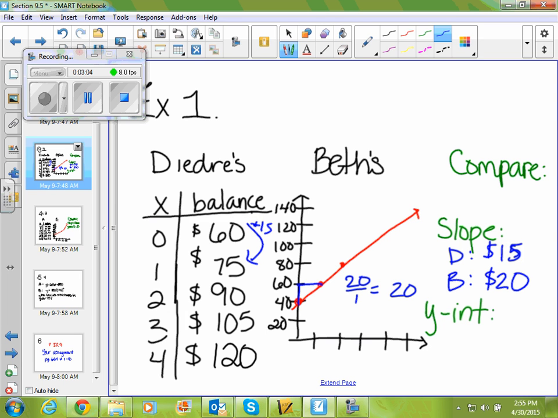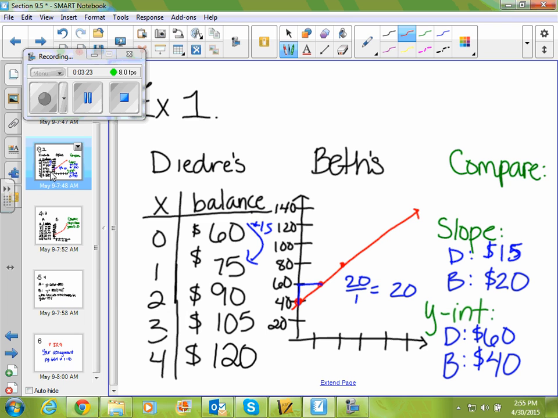Your y-intercept is where they start. Where does Deidre's account balance start? She starts at $60, right? She starts out having $60. Okay, what about Beth? Where does Beth start? 40. Okay, and as I said, we're going to compare their slopes.